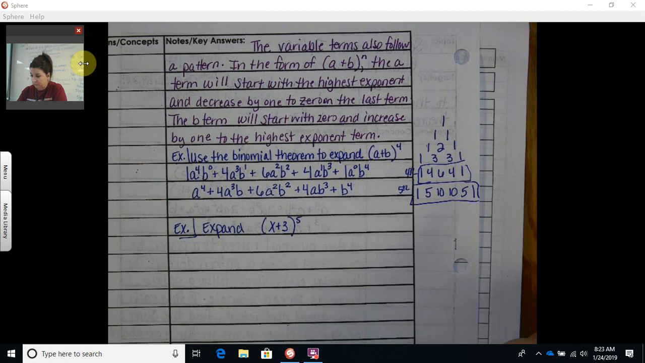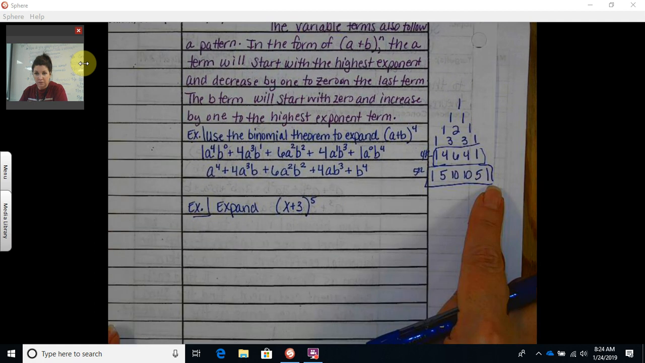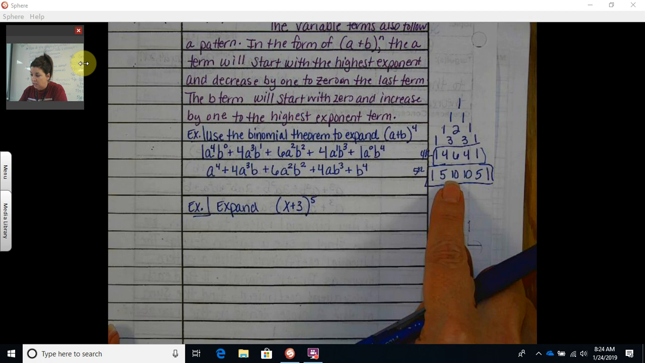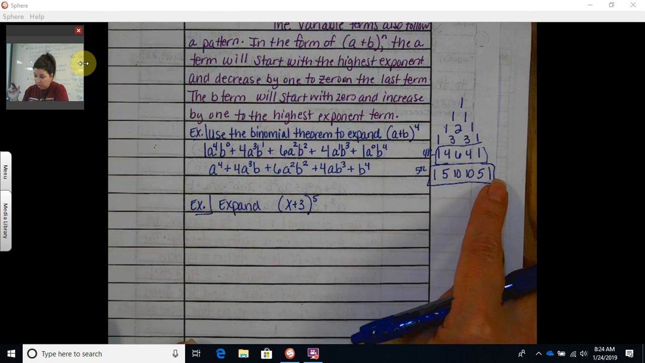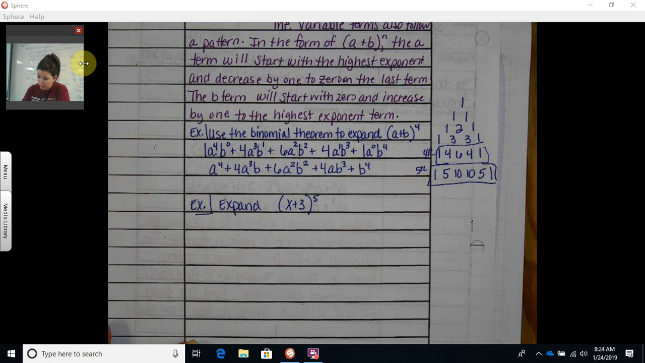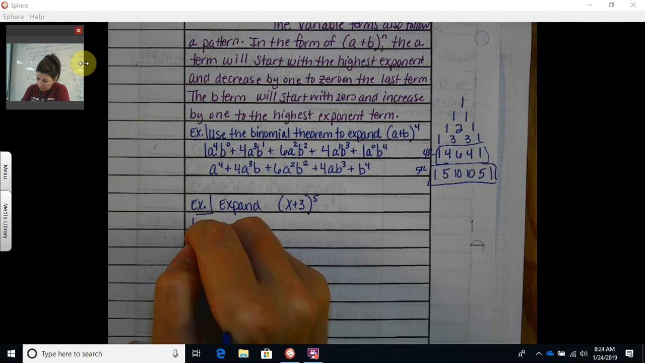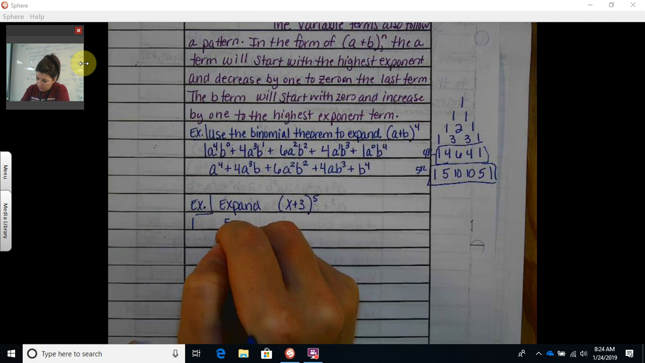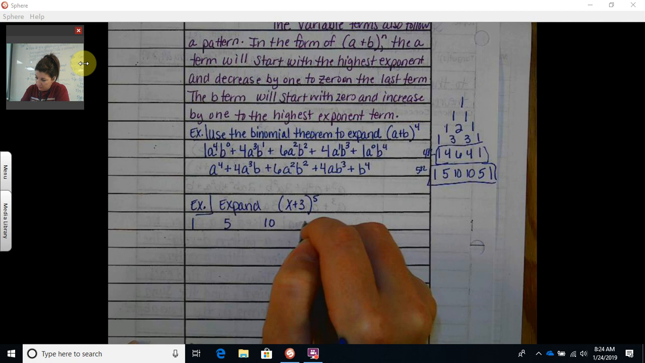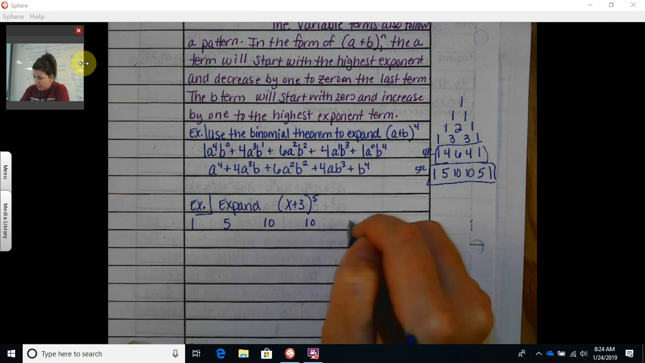Y'all cool with that? And these tell us are what? What are these numbers? Coefficients. And we have 6 of them. So leave yourself some space. So we have 1, 5, 10, 10, 5, and 1. Oh, and on our Pascal's triangle, we stopped at the 6th degree. That just keeps on going.